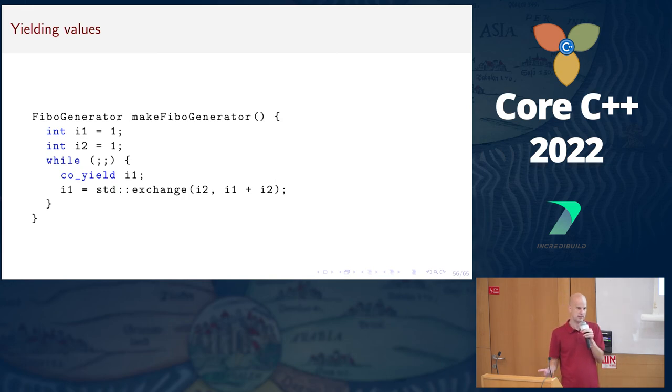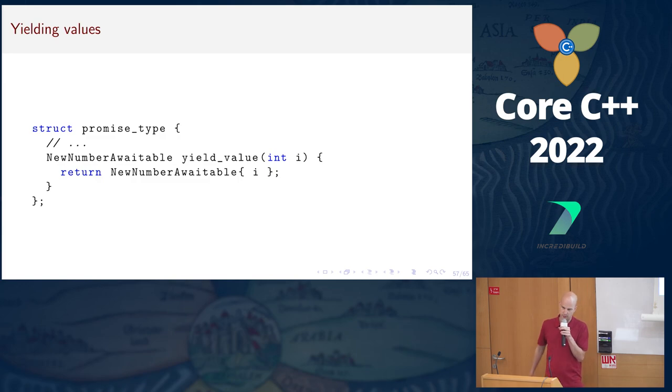And really, think of co-yield as syntactic sugar, because in the end, this is exactly what happens. It's just that the co-yield hides the fact that the new number awaitable is the awaitable that's being used. And to implement that, there's a function on the promise type that we didn't look at before, which is called yield value. And that basically tells you, okay, if you co-yield an int, then this is the awaitable that you give out to the co-await call. But that's a really thin layer. So it should be straightforward if you understood the other thing.